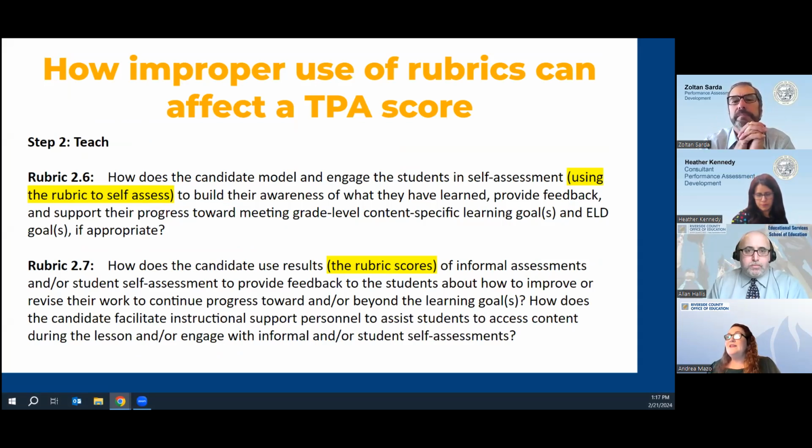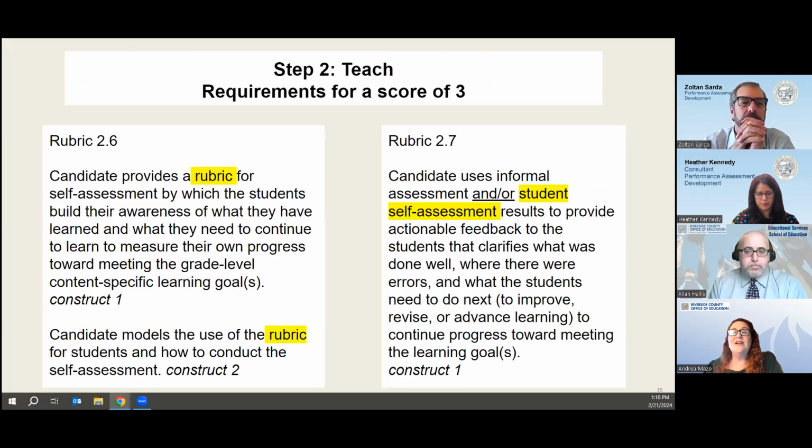And then at 2.7, how does the candidate use the results from their rubrics? If they've used a checklist for both the student assessment and then for their formal assessment, and not a rubric, they will lose a few points on 2.6 and 2.7. Because when we are scoring, we again look for the rubric in 2.6, and then the rubric or the student self-assessment in 2.7. So that could be some more points that your candidates are losing. So right there, that's about 4 points that could possibly be taken off of a TPA score just for not using a rubric.